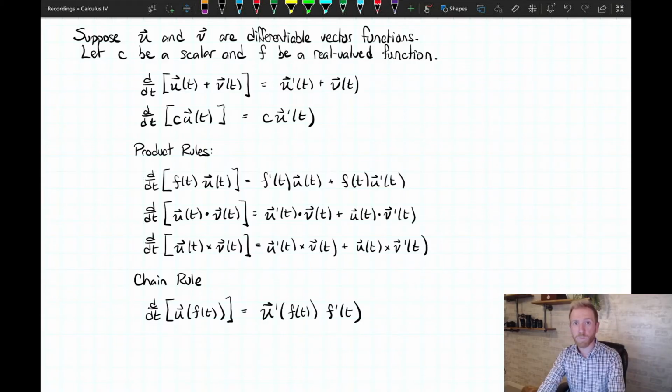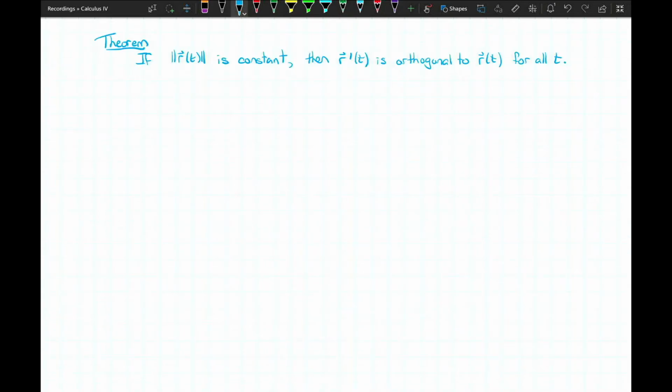Now, with these properties, we can prove an important theorem that can be used to produce some results in a later video. One way that this theorem could be stated is that if the magnitude of r is constant, then r prime is orthogonal to r for all t.